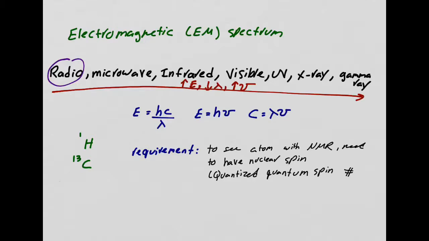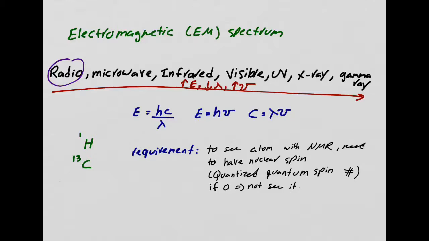Quantized quantum spin number. Again, you have to kind of go back to Chem 1A. Now, if the quantum spin number is 0, then you will not see it with NMR. Again, kind of going back to Chem 1A, what we talked about, but what I would want you to get out of this right now is that no, you cannot see everything with NMR, right? In order to see an atom with NMR, that atom needs to have a nuclear spin. If the quantum spin number is 0, you will not be able to see it. That's all I really want you to know, okay?